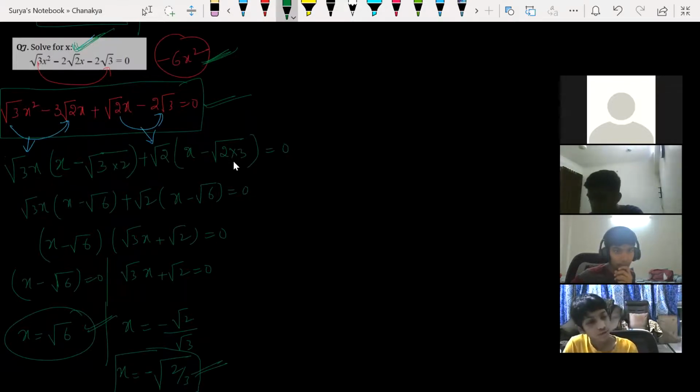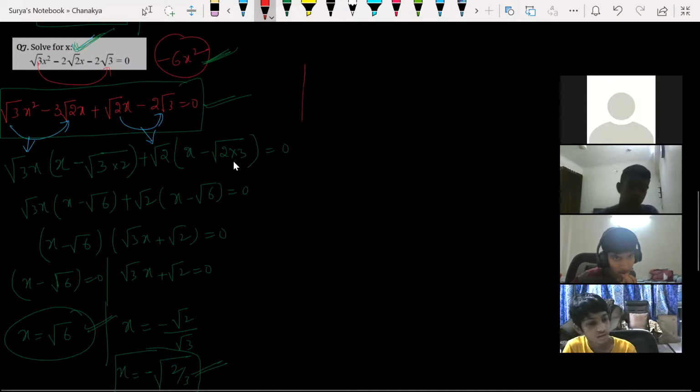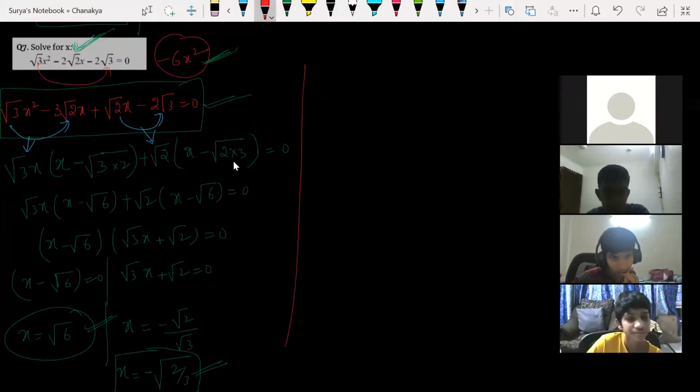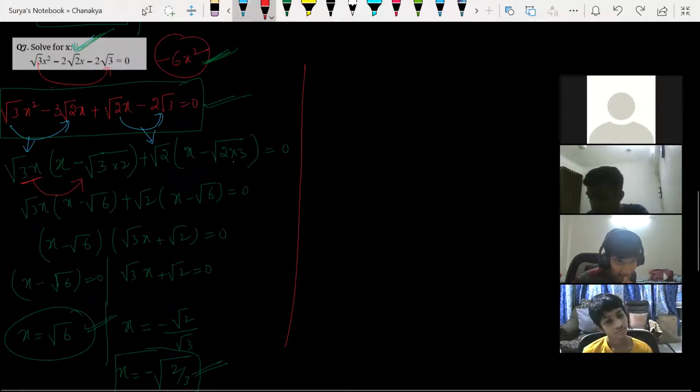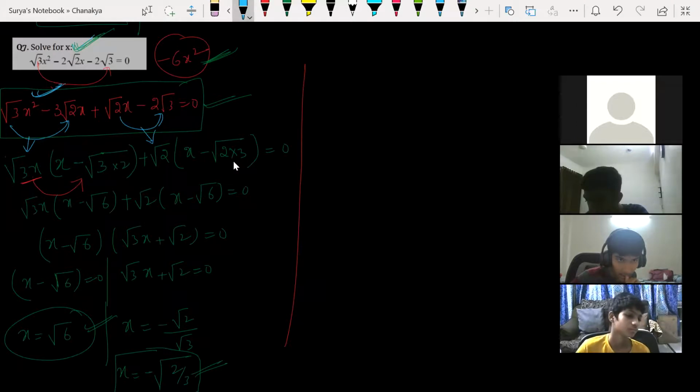Sir, how did you split 3 root 2x into root 3 times root 2 after taking root 3x common? How did I make it as root 6? That is what you doubt, right? Yes. Look at this here. If I multiply this root 3x with this bracket part, again I'm going to get this one. If I just multiply the root 3x into the bracket part, again I'm going to get root 3x square minus 3 root 2x.